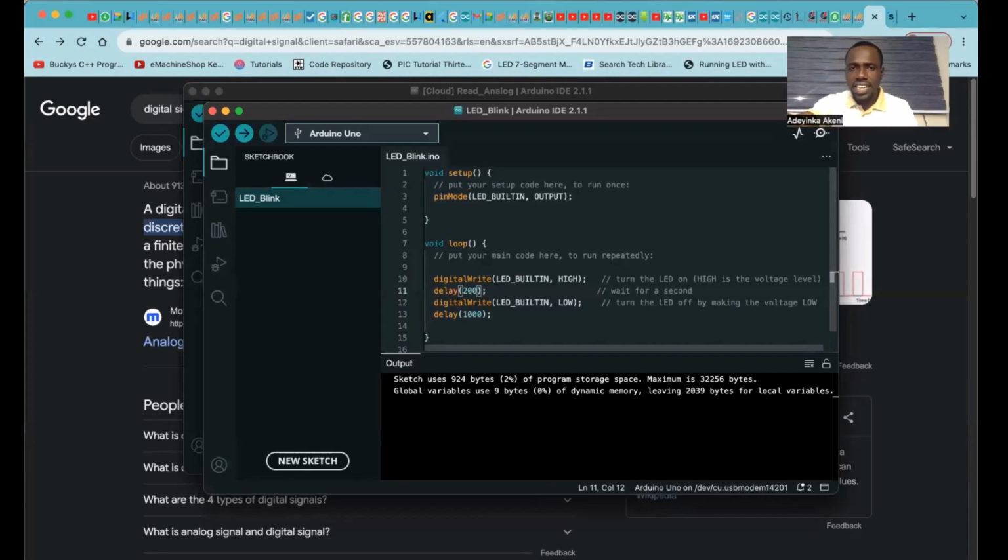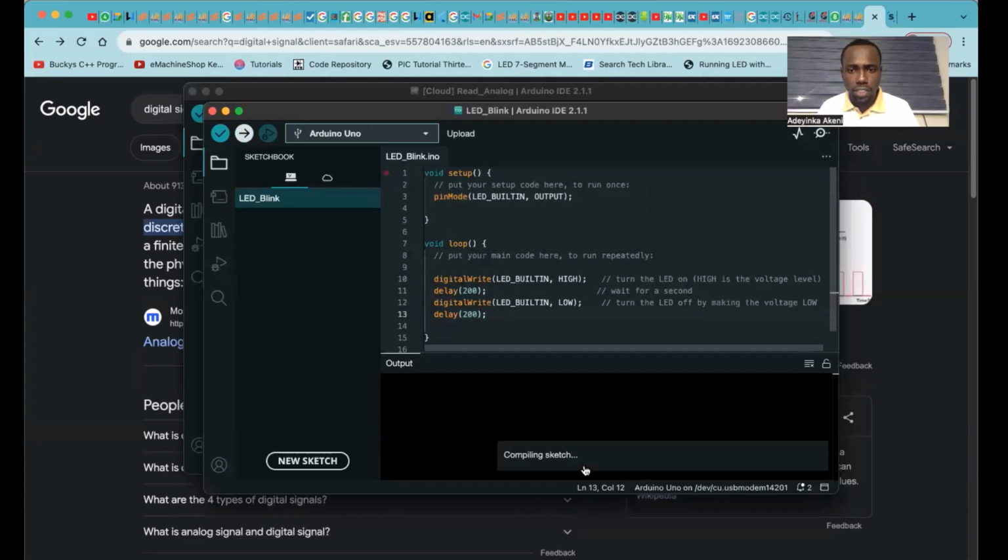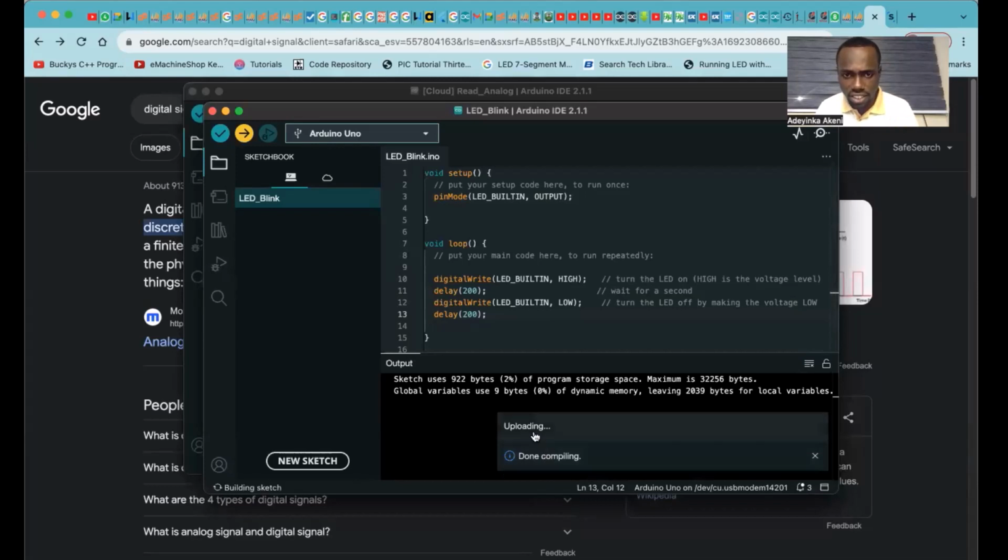So this LED that is currently blinking, by the time I change this to 200, you're going to definitely notice a significant change in the rate at which it's going to blink. So the next thing I might want to do is upload it. It's currently compiling the sketch, after which the next thing is actually to upload it.